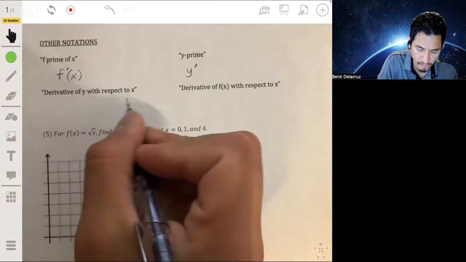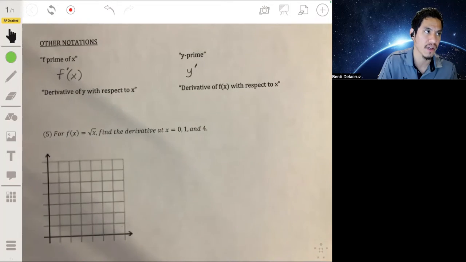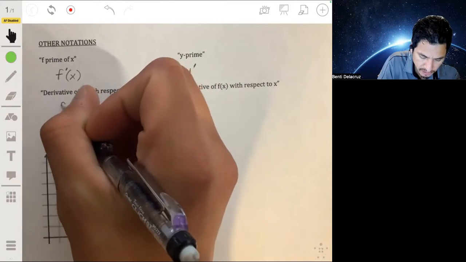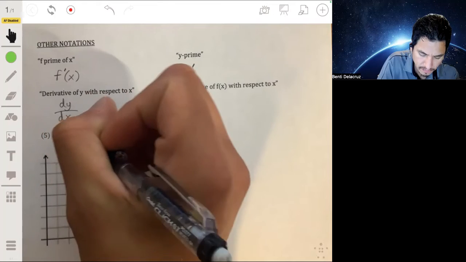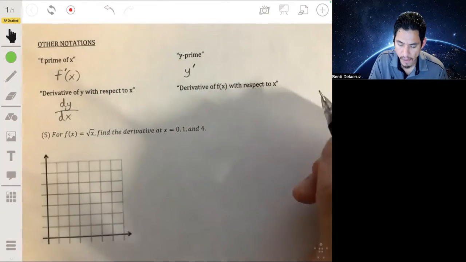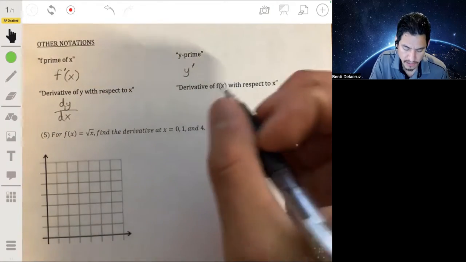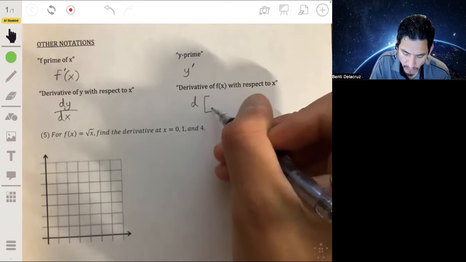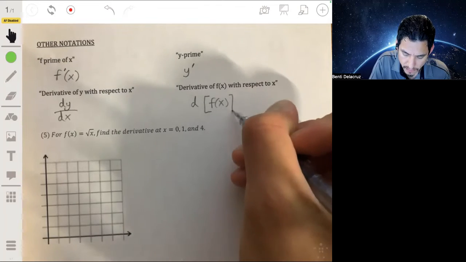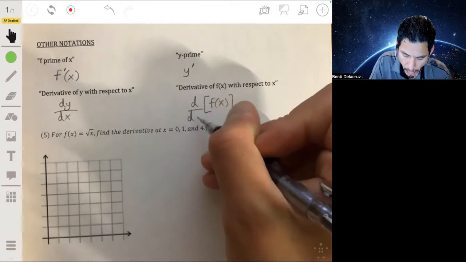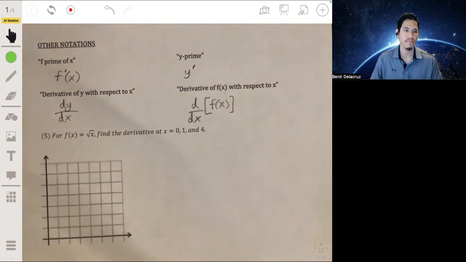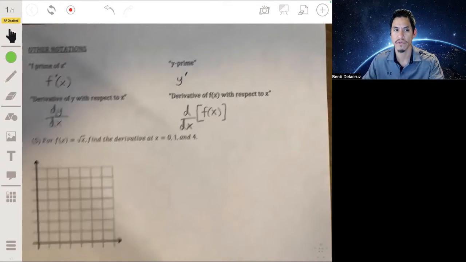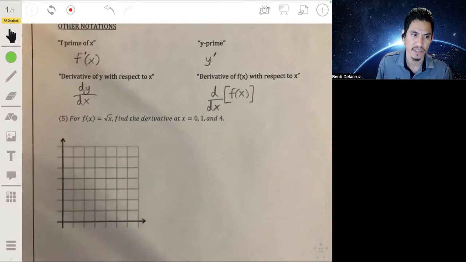Now this is the way we write it when looking at it as a ratio or a fraction. So the derivative of y with respect to x, we usually write as dy over dx. And then the derivative of f of x with respect to x, you can write as d of f of x, usually I'll put it in brackets, all over dx. So become familiar with all of them. Again, it just takes practice when you first start doing calculations with derivatives. It's going to catch on pretty easily.